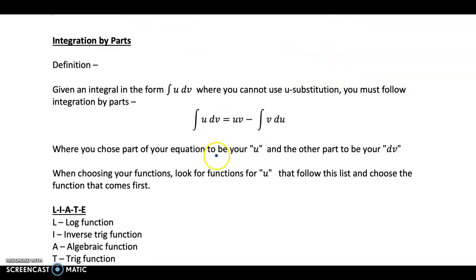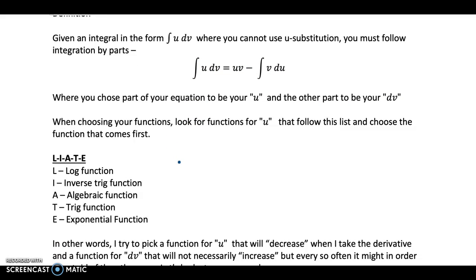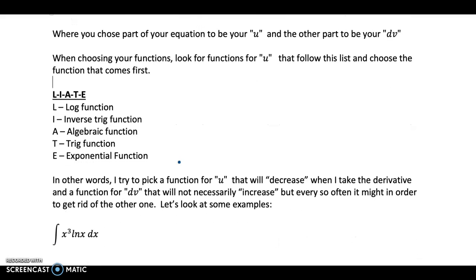So the formula basically here is if you have the integral of u dv, that is equal to u times v, which would be the antiderivative of dv, minus the integral of v du, du being the derivative of u. So you choose part of your equation to be u, and you choose the other part to be dv. That can be a little conflicting. What do I choose? Where do I go? I don't know how to do this.